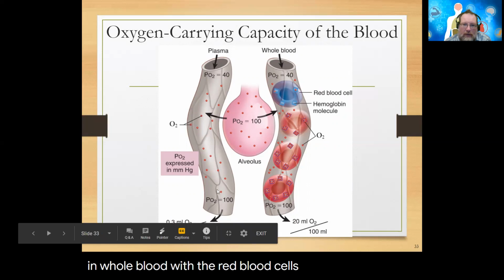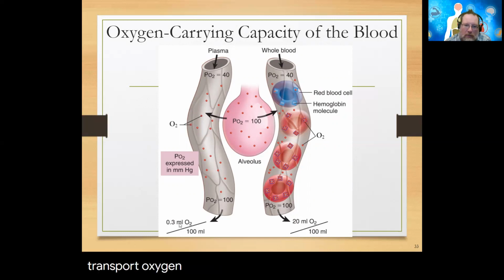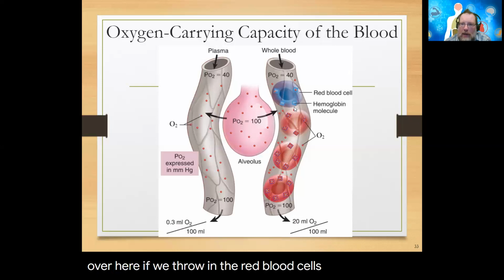So the bulk of transport in the blood is going to come certainly in whole blood with the red blood cells being involved. Without red blood cells, we can still transport oxygen, but notice how small, 0.3 milliliters of oxygen per 100 milliliters of blood, 20 milliliters of oxygen over here if we throw in the red blood cells. So we can do a hematocrit, we can do a hemoglobin, and we can find out if we're lacking in red blood cells or we're lacking in hemoglobin. So we still get a little bit of oxygen, but not much without the presence of red blood cells.